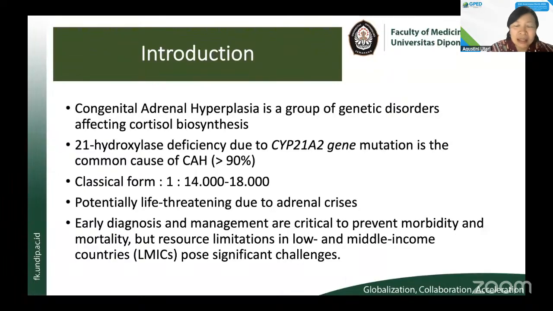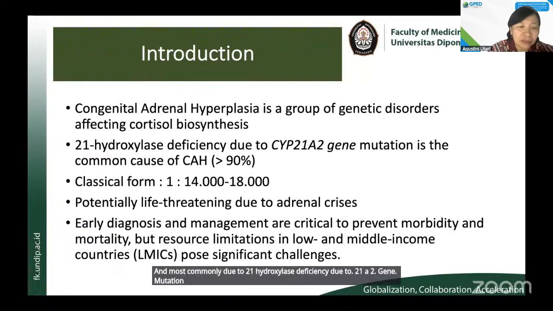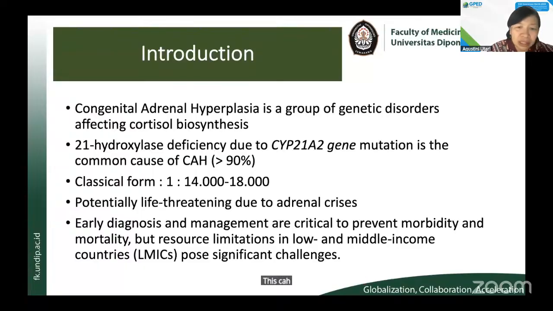So CAH, or congenital adrenal hyperplasia, is a group of genetic disorders affecting cortisol biosynthesis, most commonly due to 21-hydroxylase deficiency caused by CYP21A2 gene mutation. The classical form incidence is 1 in 14 to 18,000. CAH can be life-threatening due to adrenal crisis, and early diagnosis and management are critical to prevent morbidity and mortality, but resource limitations in low and middle income countries pose significant challenges.